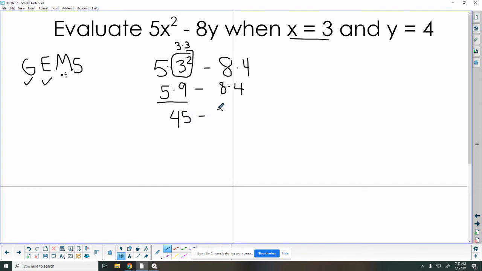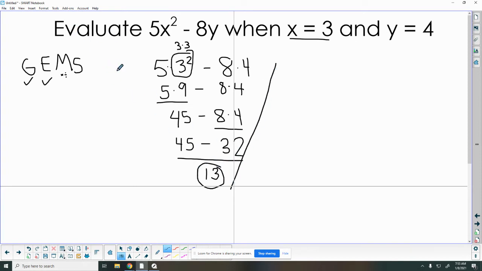We bring down minus 8 times 4. We're still looking for multiply and divide. There's nothing there. Oh, here's one. Let's go ahead and do that part. Bring everything else down. 8 times 4 is 32. Then we're going to bring down the minus and the 45. So our last thing to do is 45 minus 32. 5 minus 2 is 3. 4 minus 3 is 1. So this value, when we evaluate, is 13.